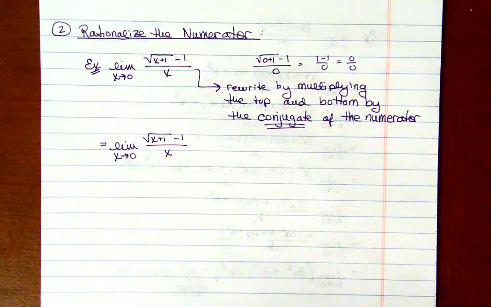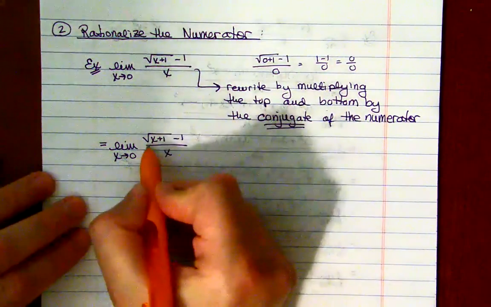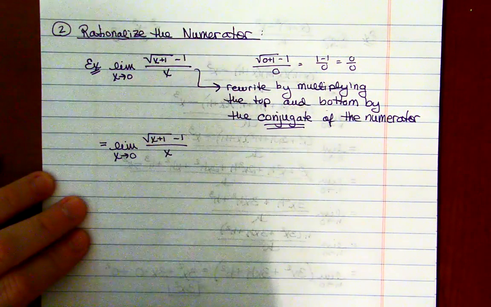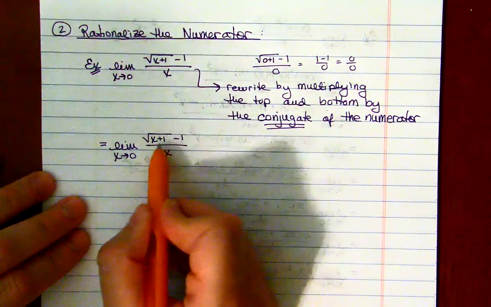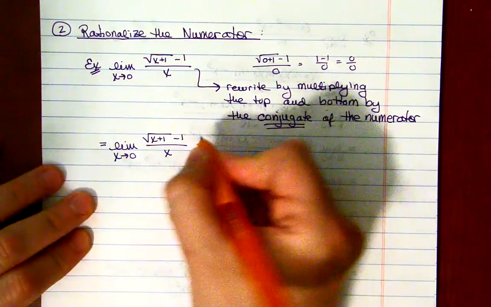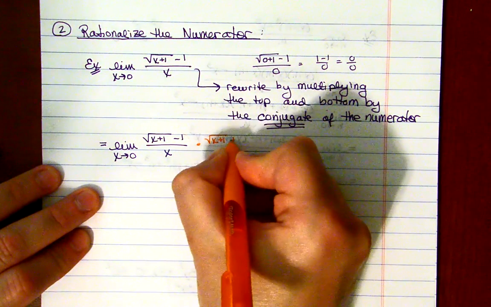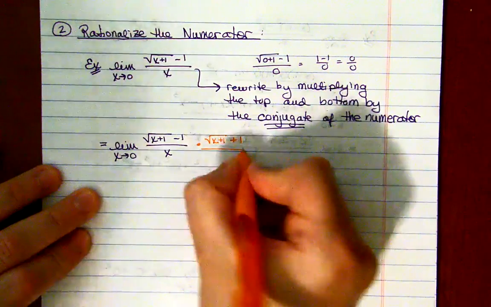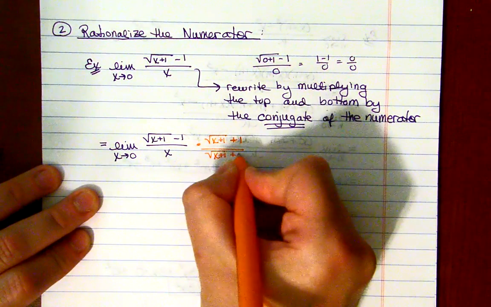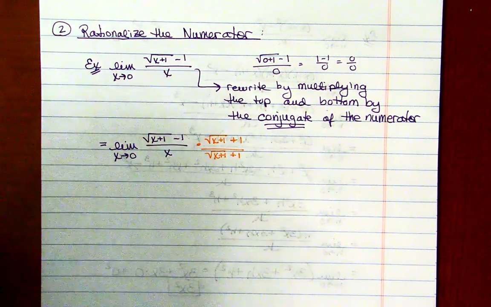Maybe, possibly, hopefully, from either pre-calc or algebra 2, you remember that the conjugate of something like this with our root as part of the sum or difference involves having the same pieces with the opposite sign in the middle. I am going to multiply the top and bottom by the square root of x plus 1 over the square root of x plus 1 plus 1. Now please watch this multiplying very carefully.